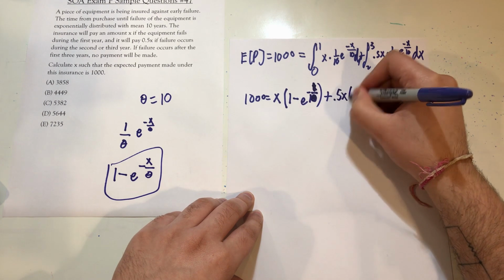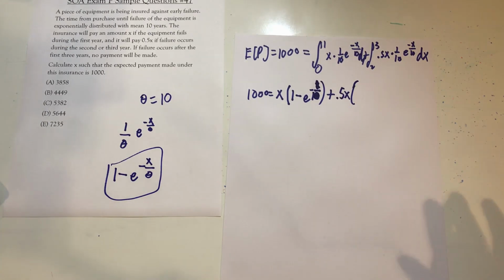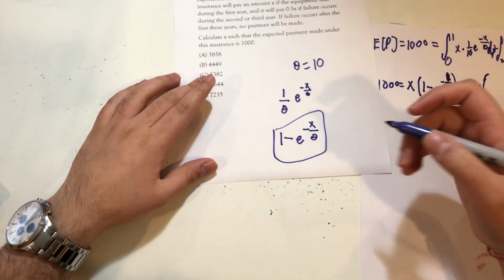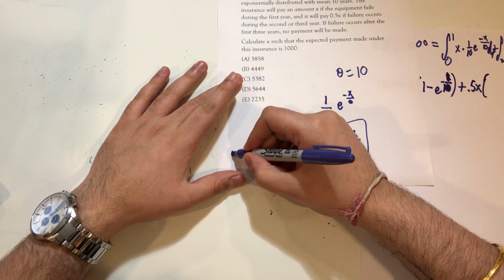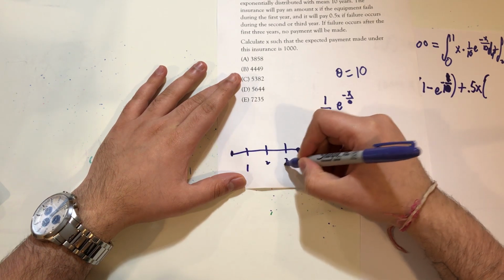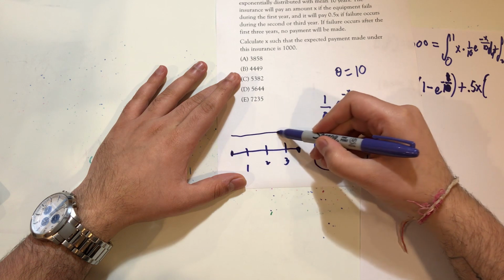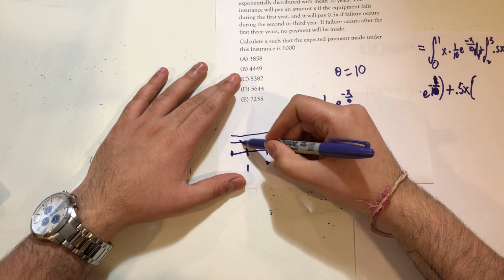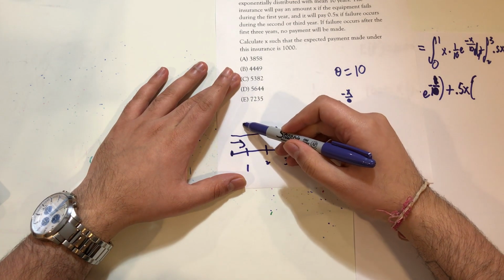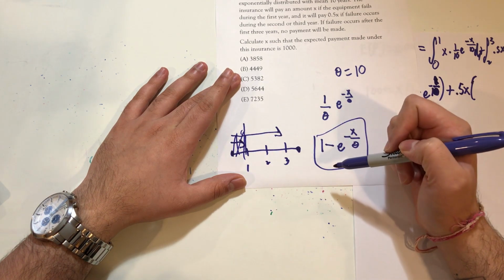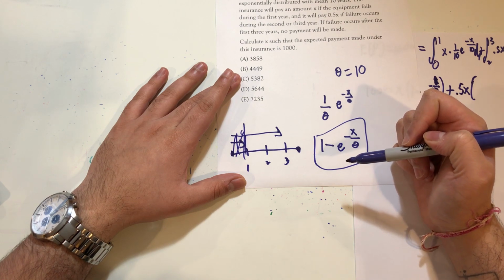0.5x multiplied by, now I need to figure out the CDF between years 2 and 3. Now, this should be a concept fairly familiar to you. If I want to be in between years 2 and 3 and I have the CDF, I'm going to draw just a nice little timeline type chart: 1, 2, 3. What I'm going to do is calculate the CDF at time 3, calculate the CDF at time 1, and subtract that away. Just cut that off. And now I have the CDF from time 2 to time 3.